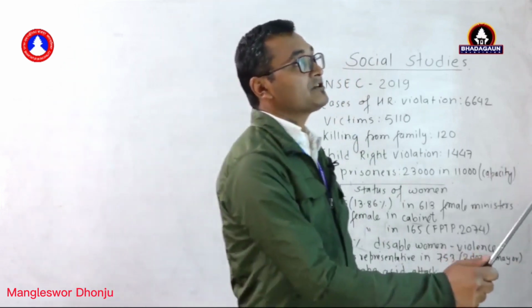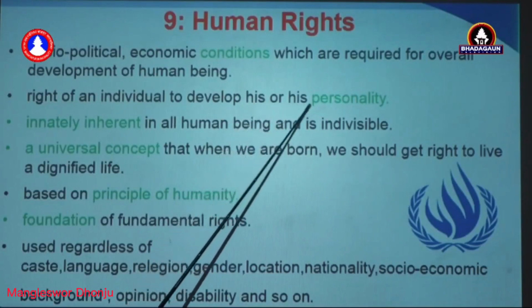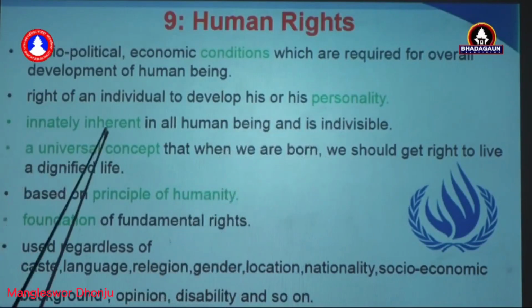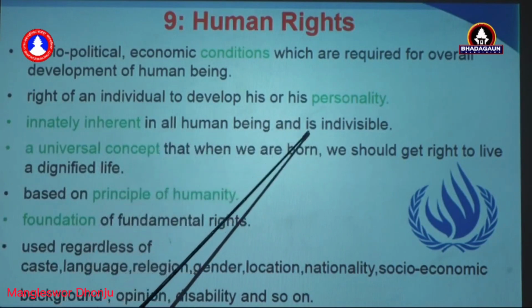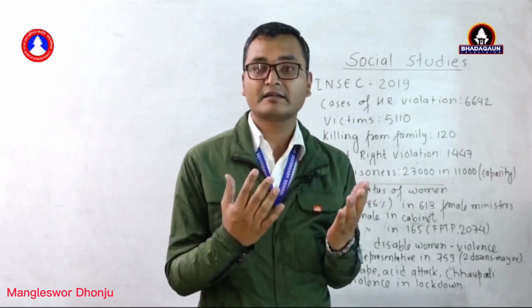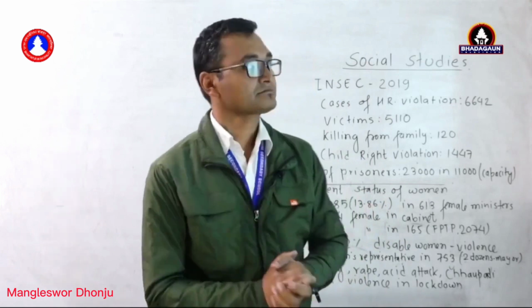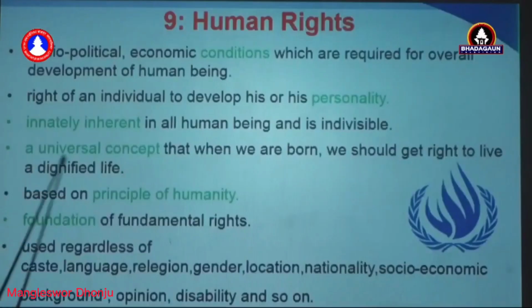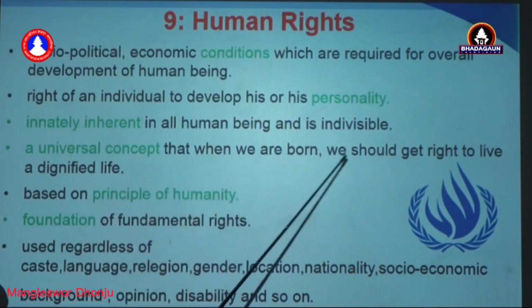As I said before, right of an individual to develop his or her personality. Innately inherent in all human beings and is indivisible. It means innately inherent, prakritik ruple nihit bhako. So it is also indivisible. Indivisible bhannale abhibhajya. A universal concept that when we are born, we should get right to live a dignified life.